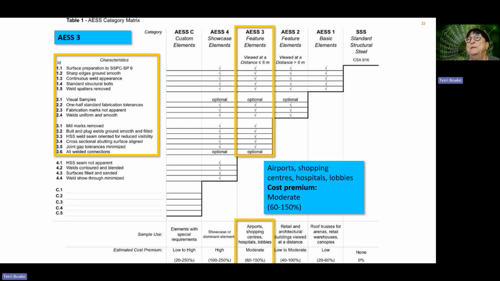AESS3 would predominantly be what you would be finding on your particular projects, because it would be expected that a lot of what you would be putting together would be seen up close and maybe able to be touched. And so here we're going to go for a fairly high cost premium, and there's a lot more effort taken to remediate the steel. Things like the mill marks are removed, your butt and plug welds would be ground smooth and filled. We'd be looking at much more careful alignment of all the members when they're going to be bolted together. And you could have all welded connections on this kind of structure.